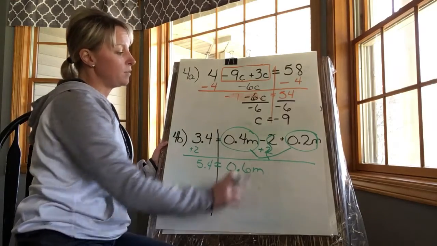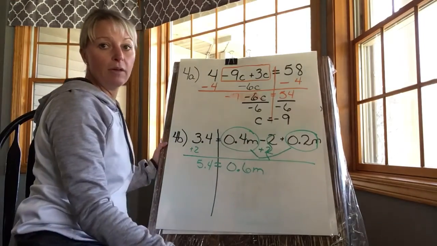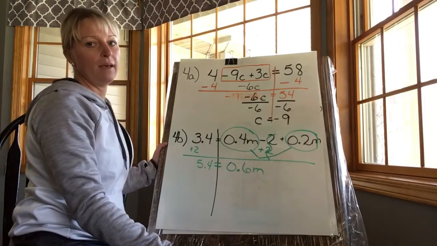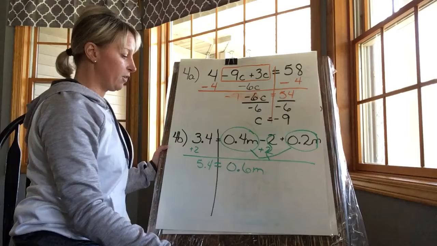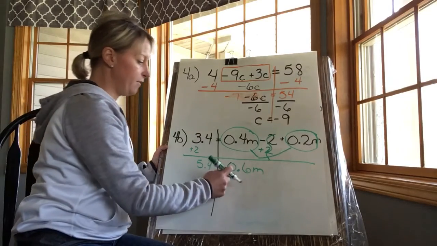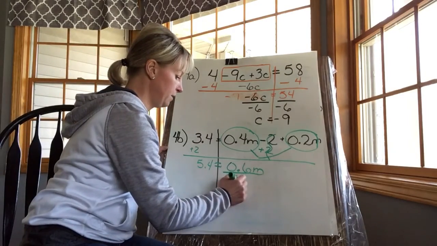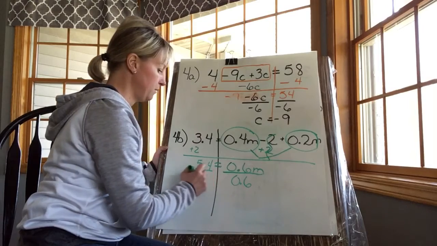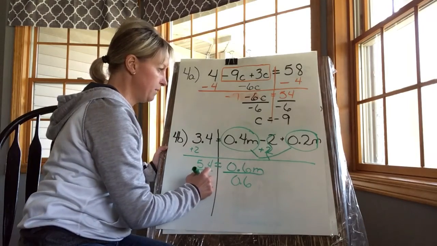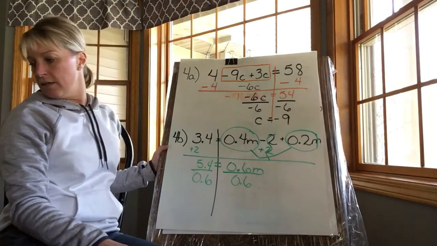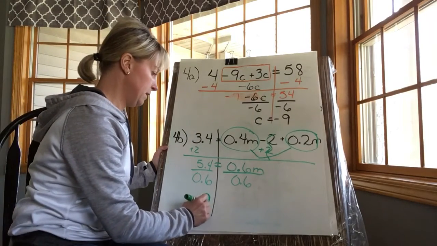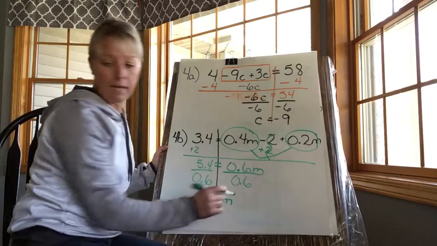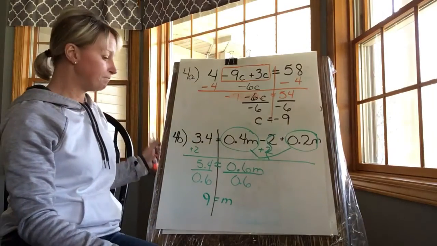Because sometimes you're going to get more than one variable in an equation, or you might get more than 2 of the same variable. So now I solve it the same way. I divide by 0.6, 54 divided by 0.6, and I get 9 equals m. Okay?